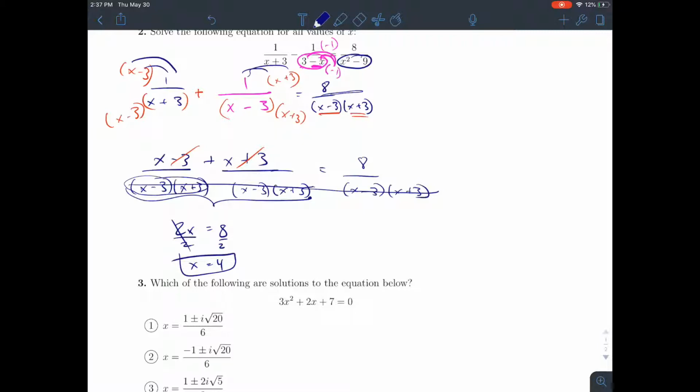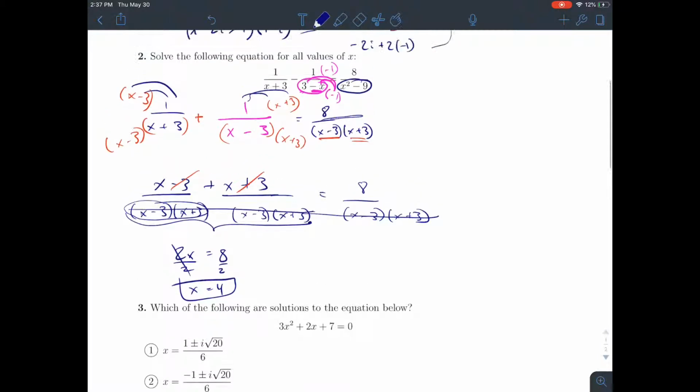Now, it's tempting to think you're done there, but we're not. The reason we're not done is because these are fractions, so we should have done a pre-check in order to discern what the values of x that are not allowed are. Because there's something that can go wrong with fractions. With fractions, you cannot divide by 0.